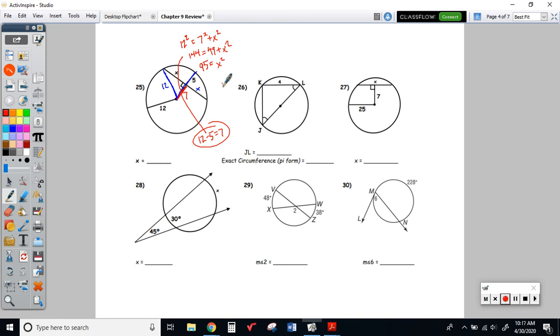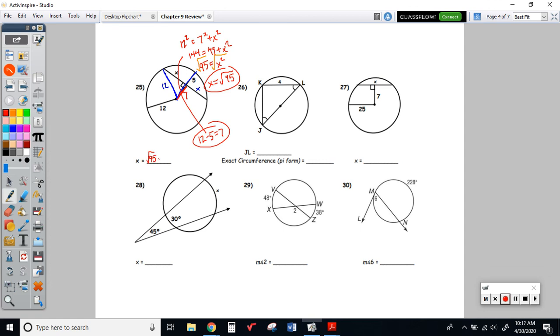95 is just 5 times 19. Both of those are prime numbers, so no pairs that would come out of there. If you're doing a factor tree sort of thing, this would be an exact answer already in simplified radical form, if you were asked for the answer in an exact form. So x is square root of 95.